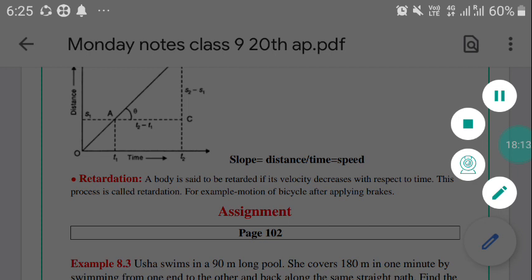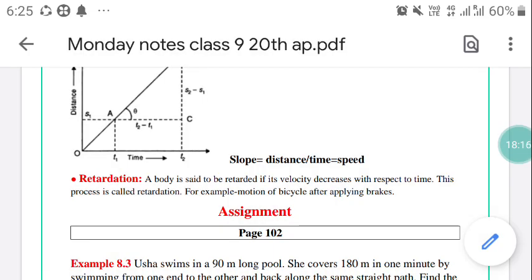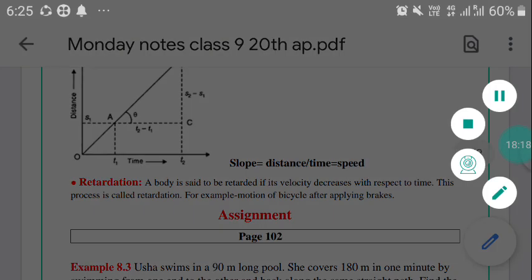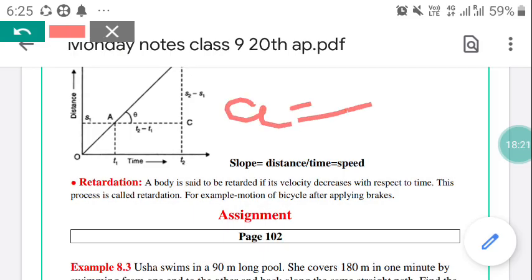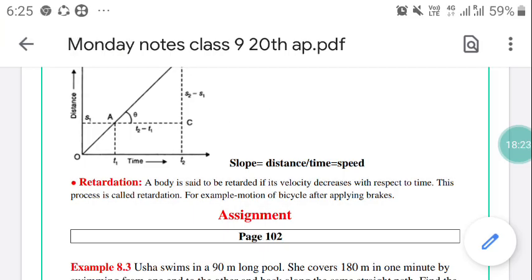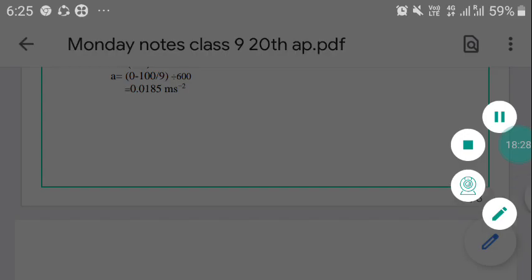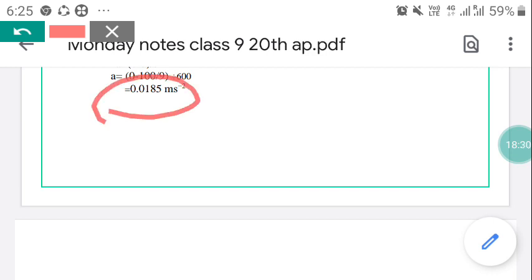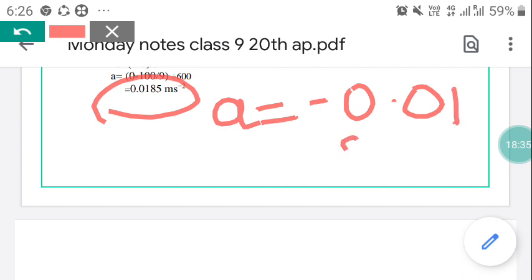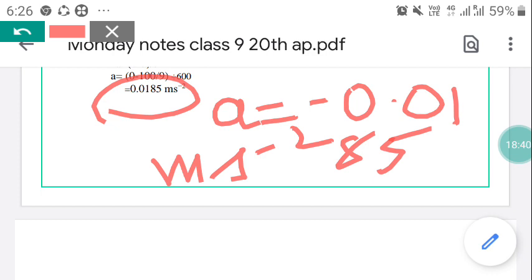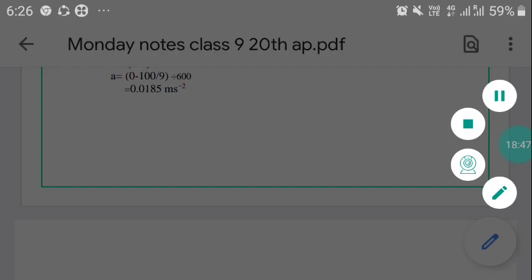This is important. In case of retardation, you will observe that the value of a will always be negative, like we have done in the numerical. I show you. I hope you corrected here. This value should be negative a. Here after calculation it comes minus 0.0185 meter per second square. This is a case of retardation. Whenever we apply brakes to any vehicle, our acceleration decreases and it comes negative.